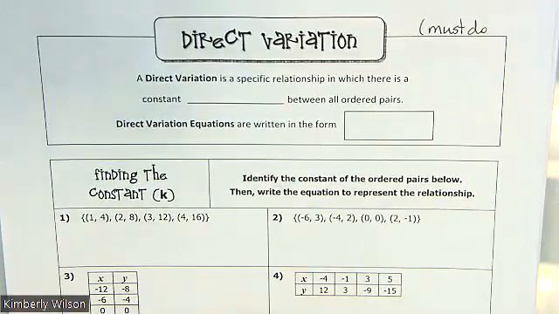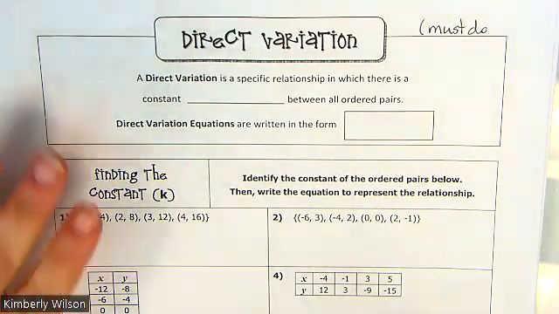Hi, guys. Today we're covering direct variation, which is a certain special type of a linear function. It's not part of a unit. It's just a little something extra that I'm exposing you to.